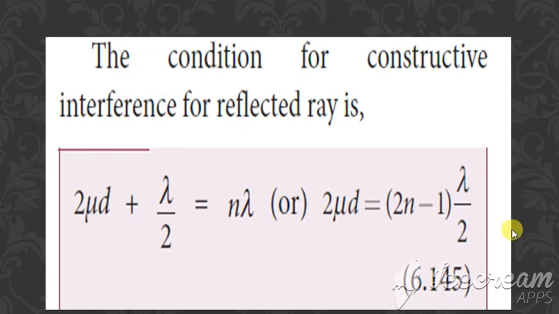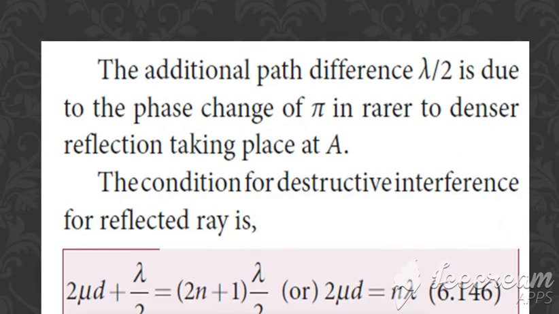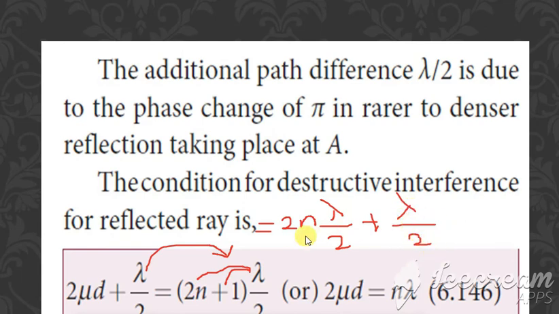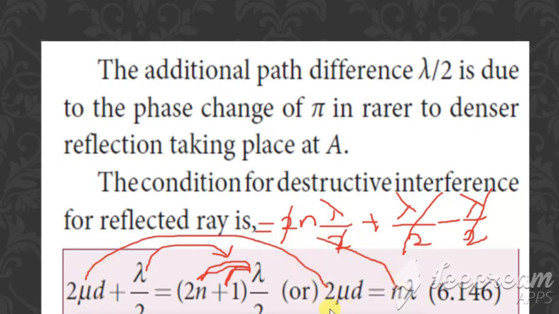Same way, next, when you are considering destructive interference, the path difference is what? Additional lambda by 2. Now bringing this lambda by 2 here, and multiplying this inside, we get 2n into lambda by 2 plus lambda by 2. This is 2n into lambda by 2, again 1 into lambda by 2. This lambda by 2, if we take to this side, we get minus lambda by 2. So plus lambda by 2 minus lambda by 2 get cancelled. Same way, 2 and 2 get cancelled. So we get 2 mu d equal to n lambda. So this is the condition for destructive interference.